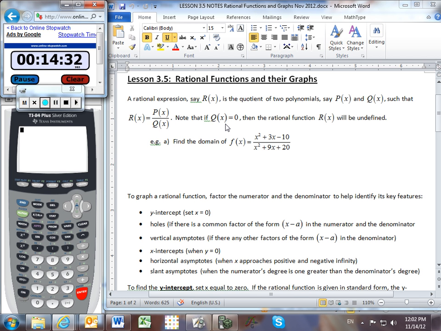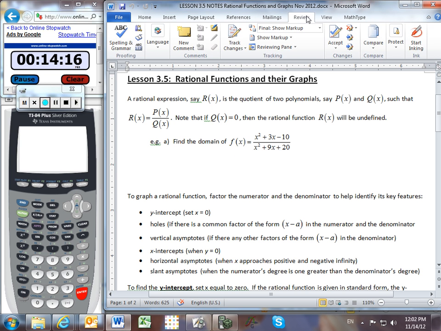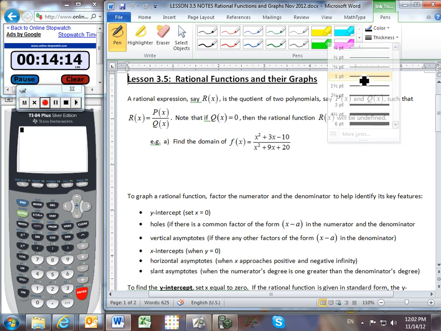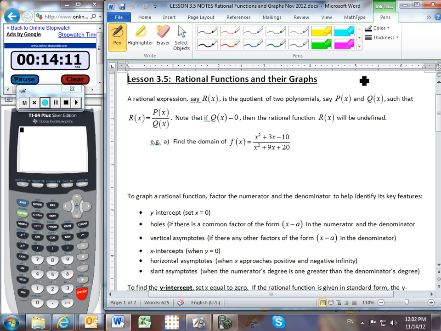And so any value of x that gives us a 0 denominator is going to be something that is not included in the domain, because the function will be undefined at that point. So in example A, it says find the domain of this rational expression. We'll do this by factoring the top and the bottom. It doesn't really matter if we factor the top if all we're looking for is the domain. It's really the bottom that we care about, because if the bottom is equal to 0, then that would be an undefined expression.